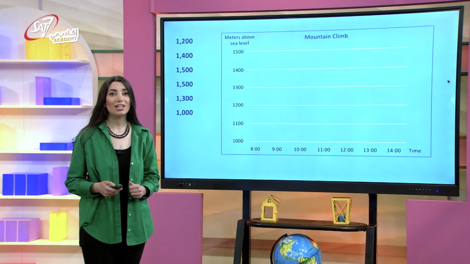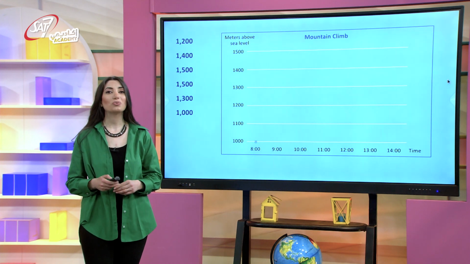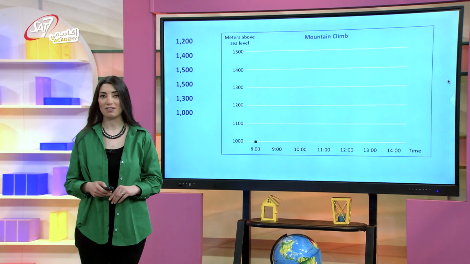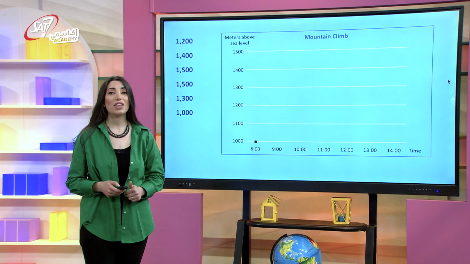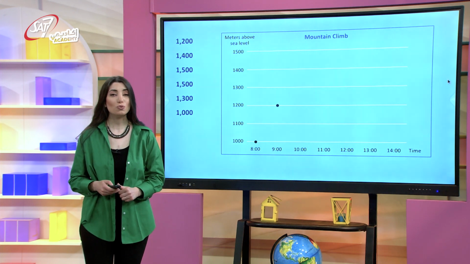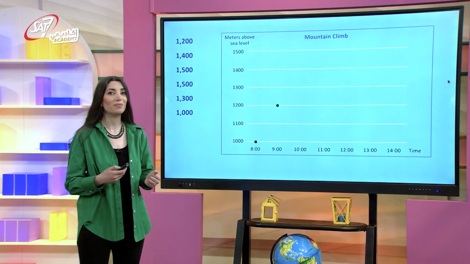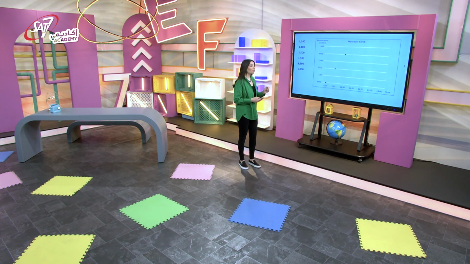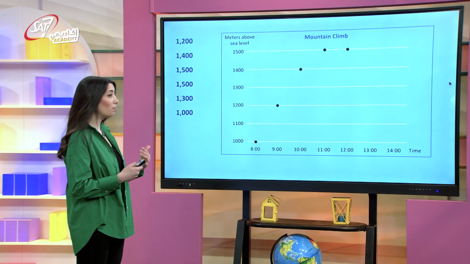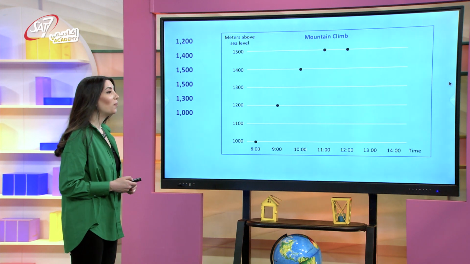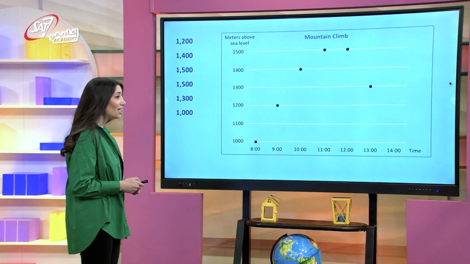At 8 o'clock, Haddad's family was at 1,000 meters above sea level. At 9 o'clock, they reached 1,200 meters above sea level. Then 1,400 meters, reaching 1,500. At noon, they were still at 1,500 meters above sea level, then went back to 1,300, and finally back to 1,000.